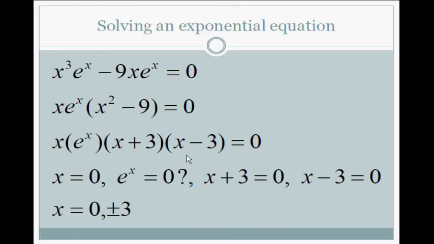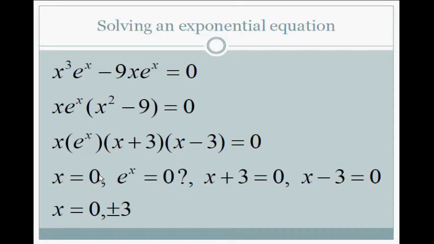So now we've got a product of four things. We have x times e to the x times x plus 3 times x minus 3. And we know that the product of these things has to be 0. So using our old-fashioned zero product rule, we know that at least one of these things is 0. So when is that possible?